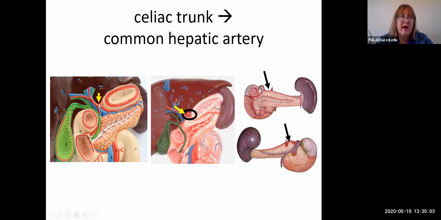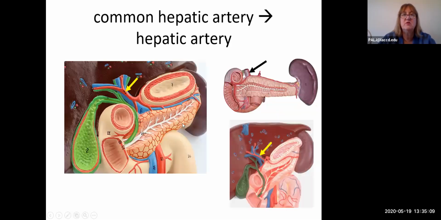So the common hepatic artery, as you can see, is going to have multiple branches. And the one branch we are interested in is the hepatic artery. And how can you tell if you have the hepatic artery? Well, it's going to enter the liver right next to the hepatic portal vein. So you're going to see 2 structures entering together.